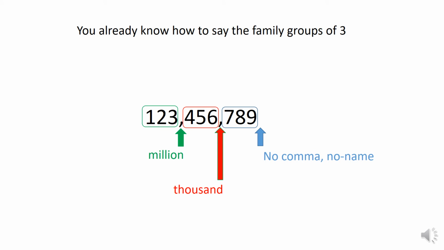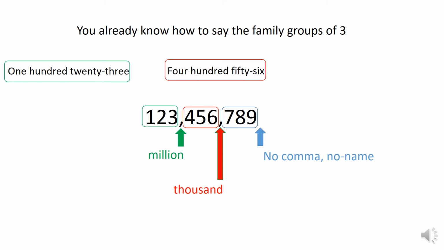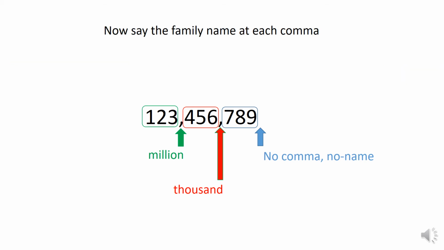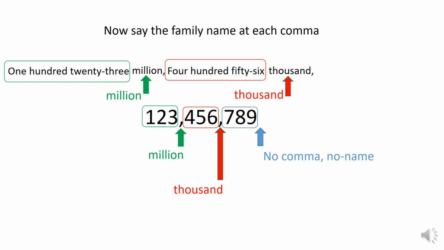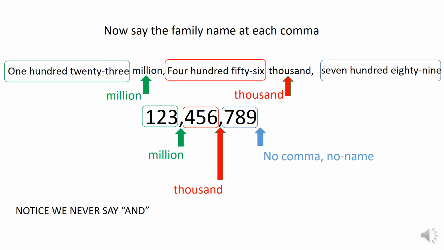Let's try it out. You already know how to say the family groups of 3. You know how to say 123, and you know how to say 456 and 789. Now we're going to say the family name at each comma. So we're going to read from left to right. We're going to read the group of 3, then we'll say the family name. 123 million. The next group, 456 thousand. And the next group, 789. And notice we never said the word "and." 123,456,789.